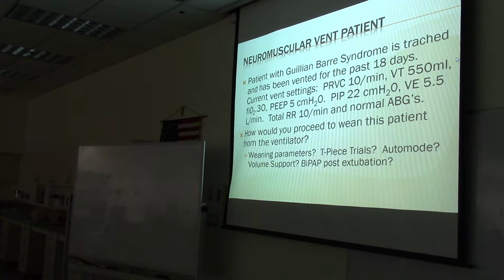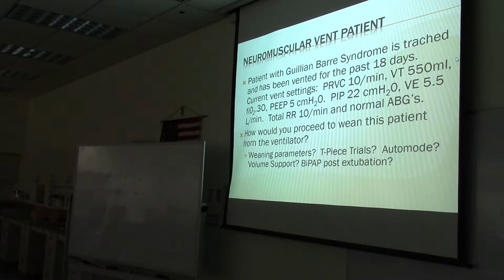A patient with Guillain-Barré syndrome is trached and has been vented for the past 18 days. Current ventilator settings, PRVC, rate of 10 per minute. The tidal volume is 550 ml, FiO2 is 0.3, and the PEEP is 5. The inspiratory pressure, or peak pressure, is 22 centimeters of water. The minute ventilation, 5.5 liters, and the total respiratory rate is 10 per minute. ABGs are normal. How would you proceed to wean this patient from the ventilator?